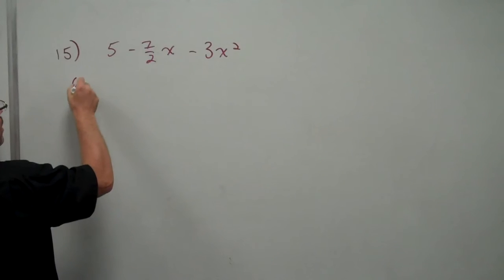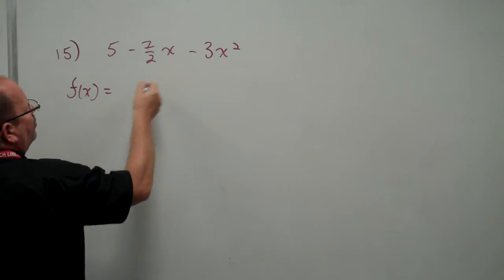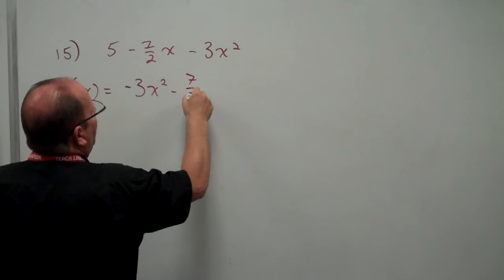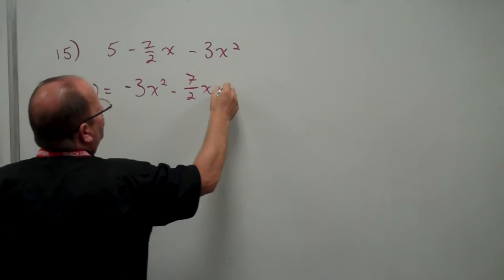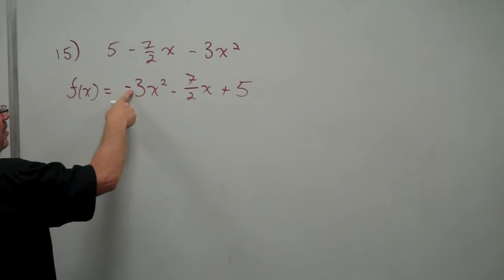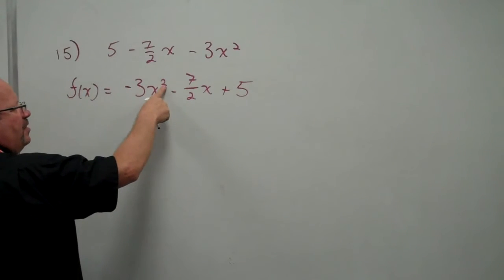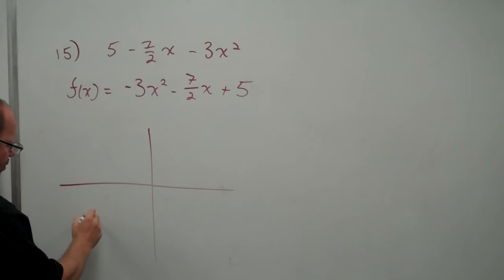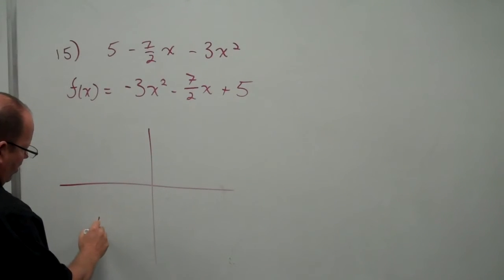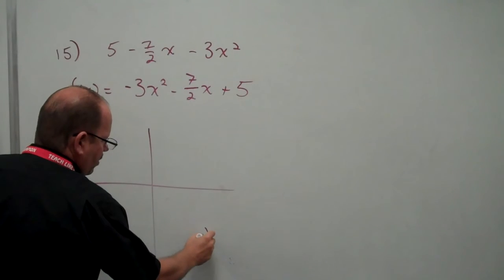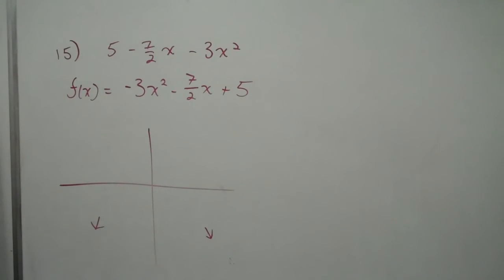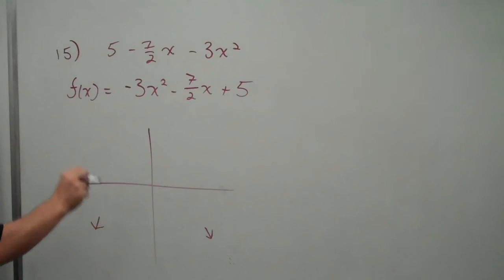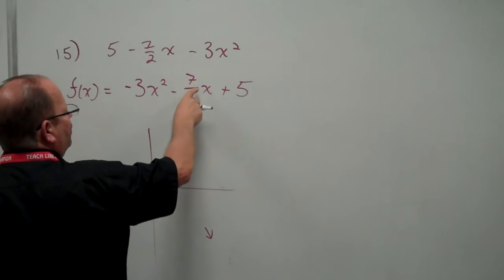If we were to rewrite this in standard form, negative 3x squared minus 7 halves times x plus 5, we'd see it's going to open down. It's a second degree, which is even. And so on our graph, we would be able to say, opens down both sides. It's a second degree, so it's only going to have one turning point. And we could come in here and we could find the vertex.